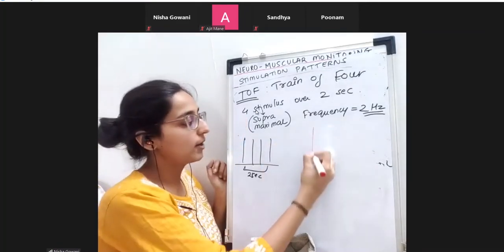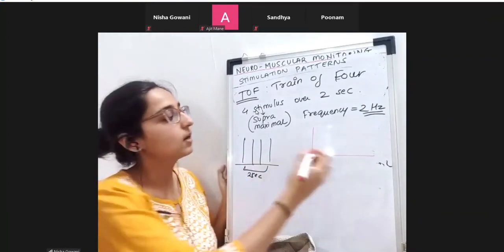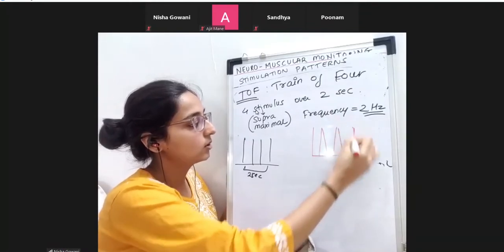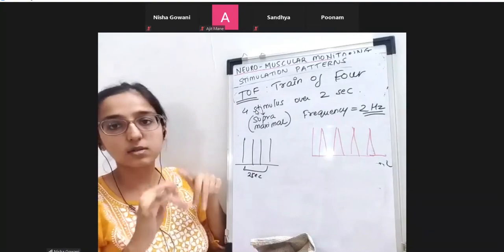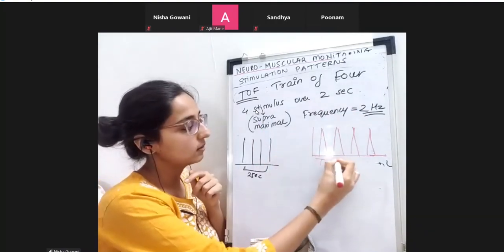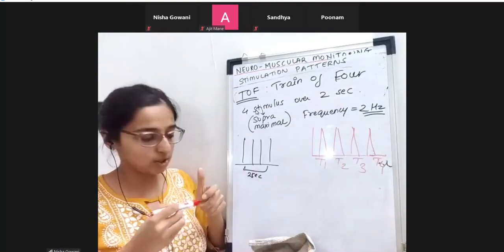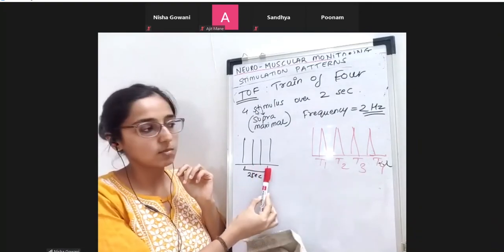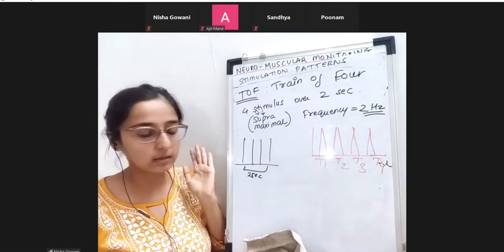If I see on the monitor, this will be sensed now with a sensor, so it will show on the monitor. So I got 1, 2, 3, 4. 4 contractions are happening and they are all of the same height. So this is T1, T2, twitch number 3, twitch number 4. So 4 twitches have occurred, muscular twitches, when I gave 4 stimuli. And the patient is completely awake, all the twitches having the same height.